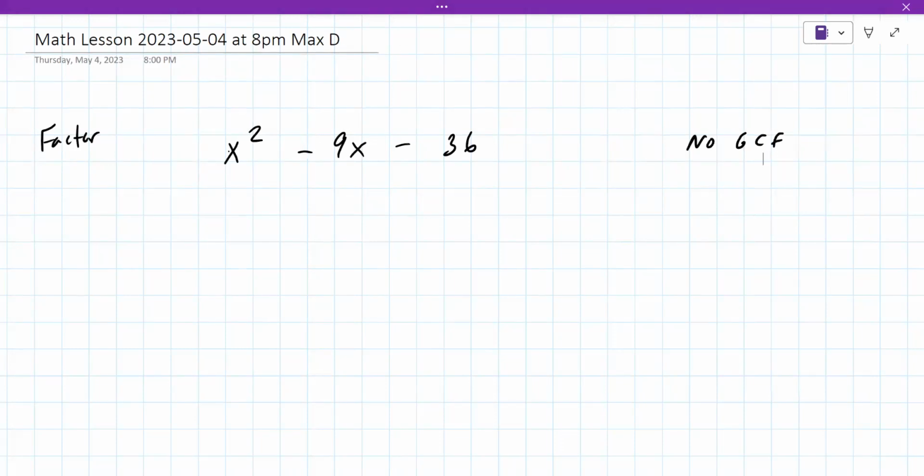Did you do the one with the little x? So there's a 1 in front of x squared. And that's your clue that you're looking for two numbers that multiply to the last but add up to the middle one. So two numbers that multiply to minus 36, but they have to add to minus 9.